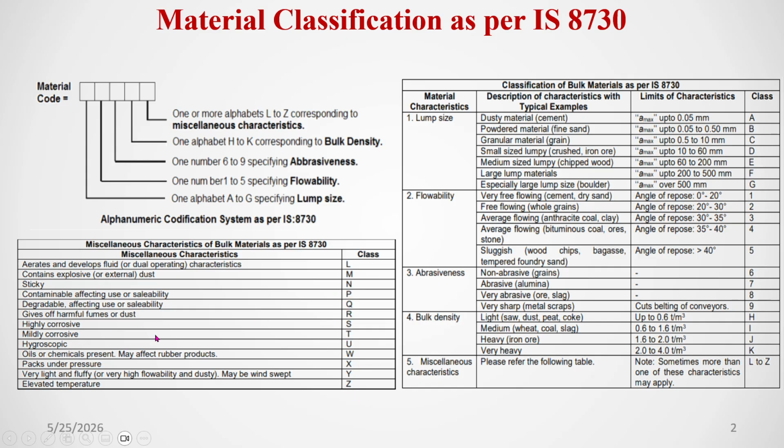Different materials include hygroscopic, mildly corrosive, highly corrosive, oils, packed under pressure, very light and fluffy, very high flowability, may be windswept, and elevated temperature. All these materials are classified as miscellaneous and are covered in the last character, that is L to Z.